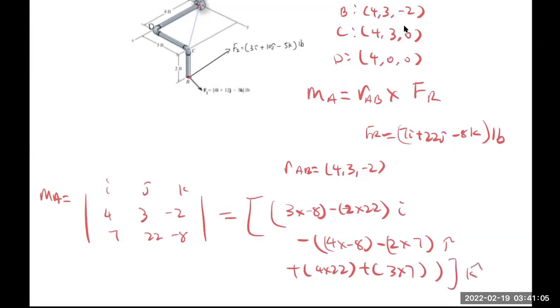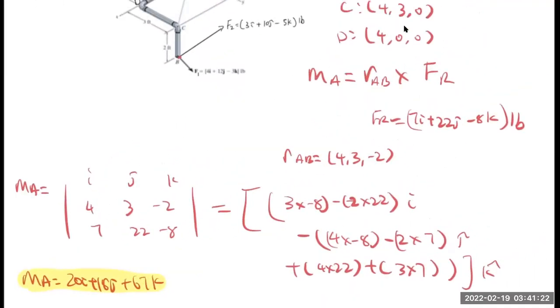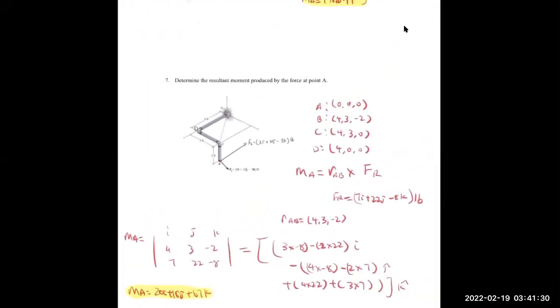Then if you put this in the calculator, you're going to get MA is equal to 20i plus 18j plus 67k. And that's the MA in Cartesian vector form. How to find its magnitude? We know that we simply take the square root of the sum of the squares of the components. Okay, pretty easy, simple and straightforward. So let's move on to problem 8.